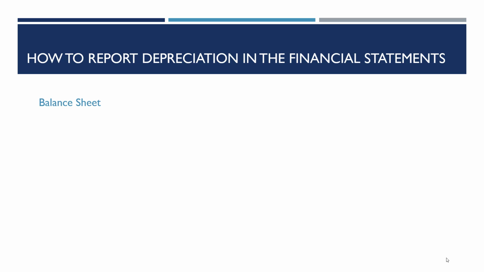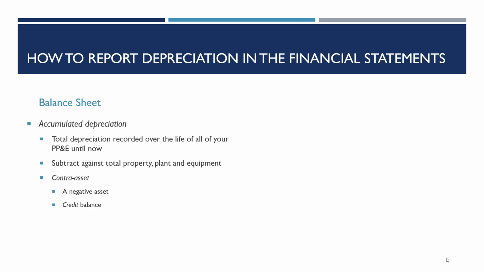So how is depreciation reported in the financial statements? In the balance sheet, you would report something called accumulated depreciation. And this would be the total depreciation recorded over the life of all of your PP&E up until now. So every year you record depreciation, accumulated depreciation is going to increase. And the way this is reported on the balance sheet is that it's subtracted against total property, plant, and equipment. So on your balance sheet, you would have total property, plant, and equipment. You would subtract accumulated depreciation in order to get what would be called net property, plant, and equipment.